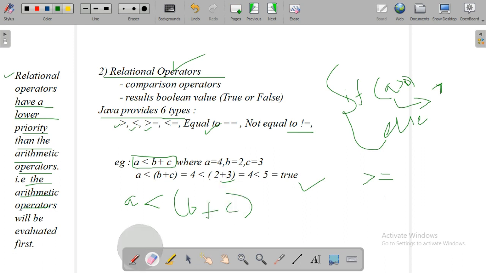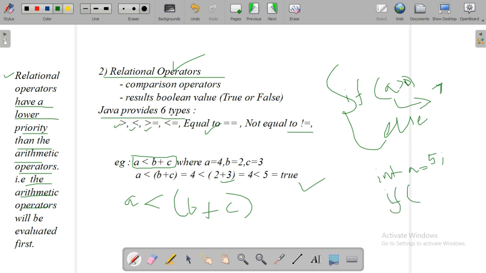In the relational operators, one important operator is equal to. Here, we have to use double equal to, which is for comparison. For example, in a variable declaration or initialization, how do we do it? Integer A equal to 5. Here a single equal to is acting as an assignment operator. That's why we use a single equal to. For any comparison, we have to use double equal to.